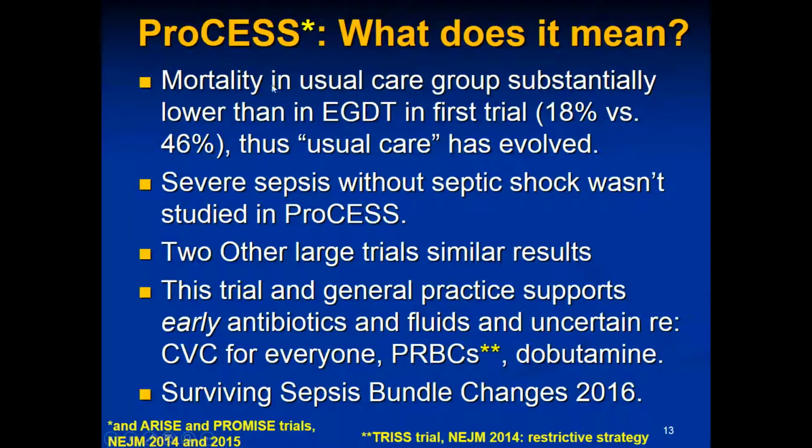So a few things. One, mortality in the usual care group has substantially declined in these trials. So it was 46%, as I showed you in the early goal-directed therapy trial in 2001. In 2014, it was 18%. So usual care has certainly evolved. And I'll show you some data that we've generated that supports that premise. The patient populations were a little bit different. As I told you, 2 other large trials had similar results.